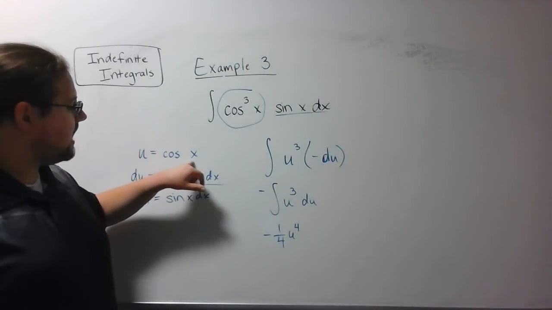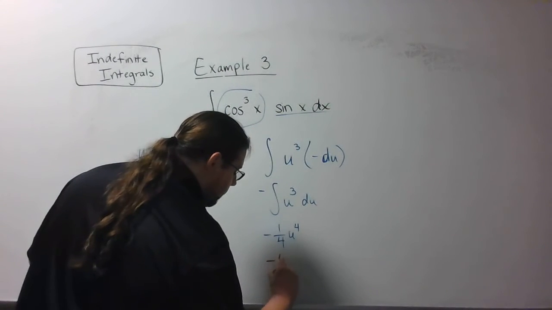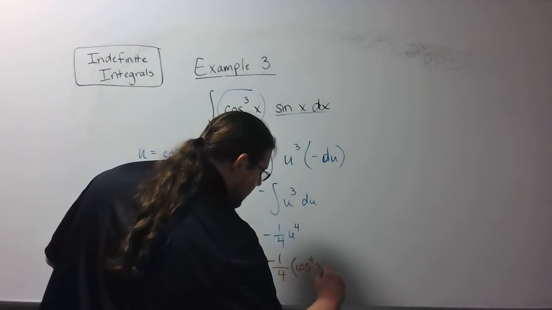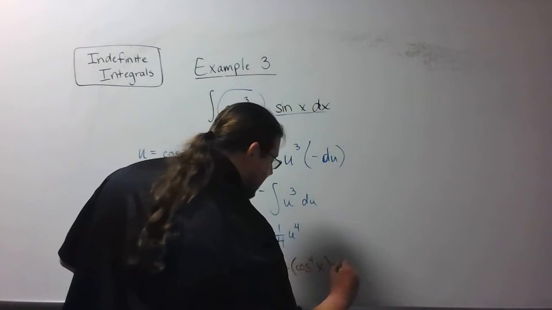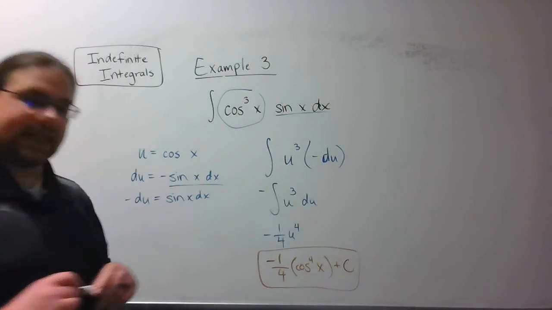Again, I'm going to use cosine of x as u, so all I'm going to do is switch that out. So it's going to be negative 1/4 of cosine to the fourth x. And then, again, like I said, I need to remember to add in my constant of integration, because that's the most important part at the end.